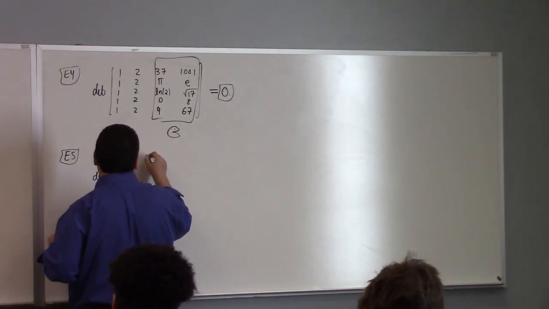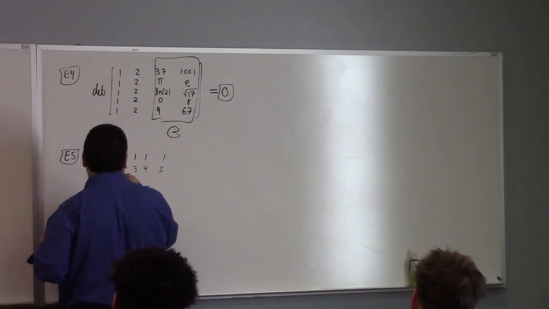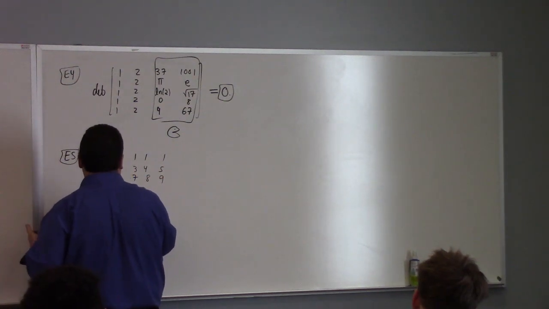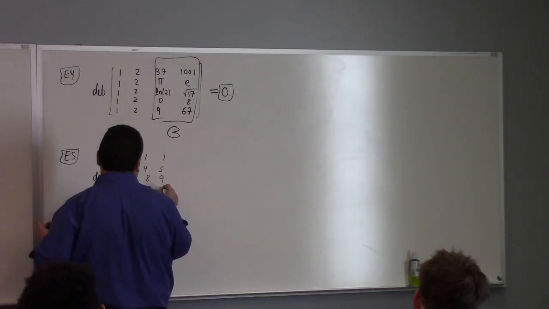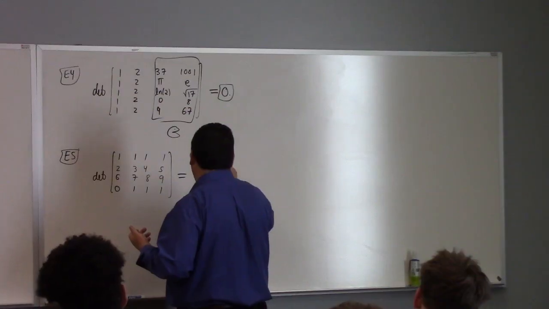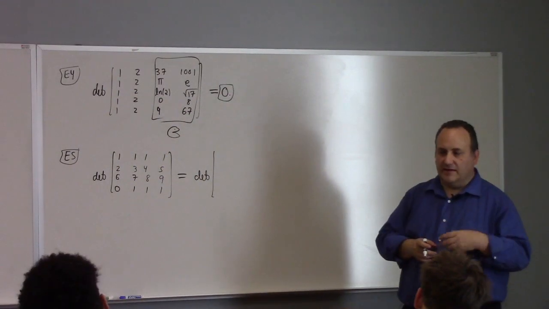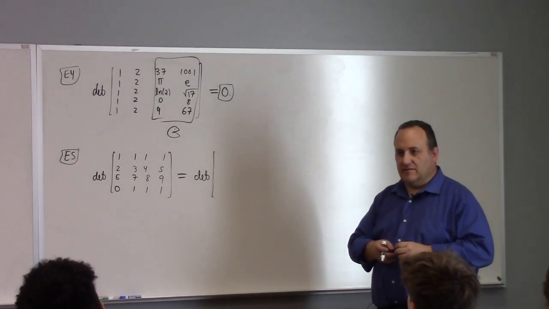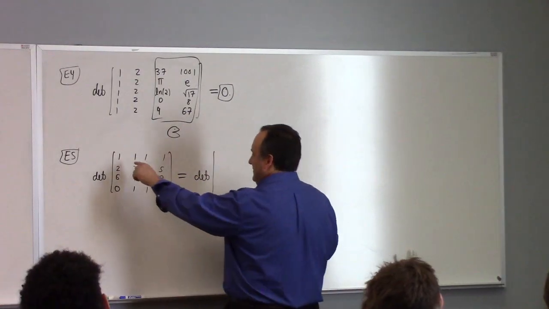Let's see here. Sorry, I'm thinking. So here's a theorem for you guys. The determinant is not changed by the additive type row operations. If I subtract one row from another, it doesn't change the determinant.